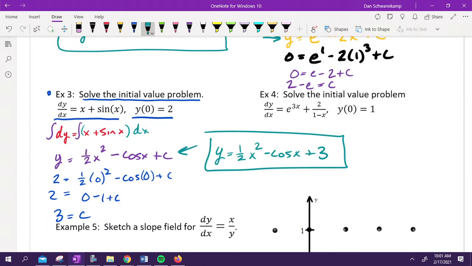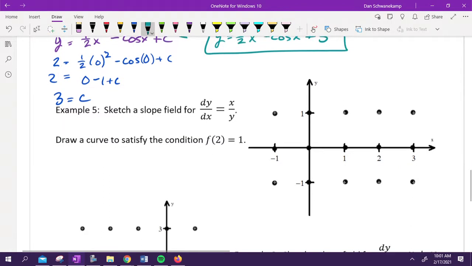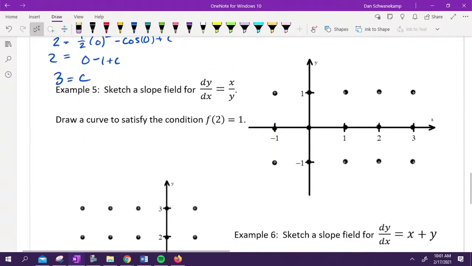Questions on example 3? So now we know how to find general solutions. We know how to find particular solutions. We know how to find slope fields. Let's put those three things together. We're not going to do example 4. Let's look at example 5.